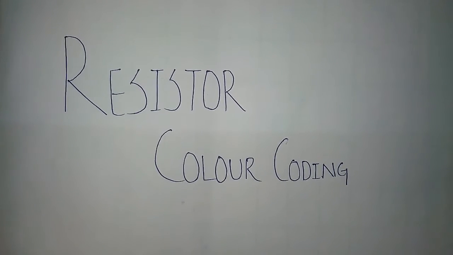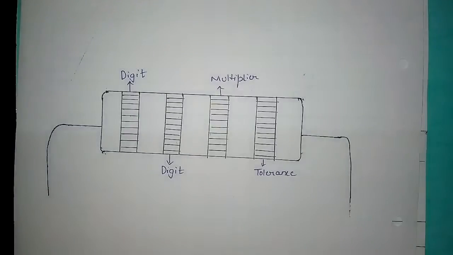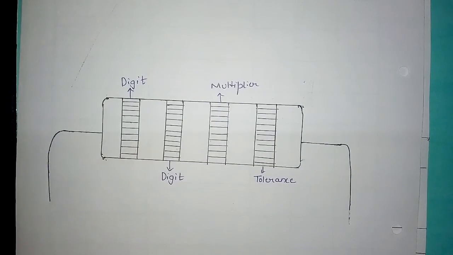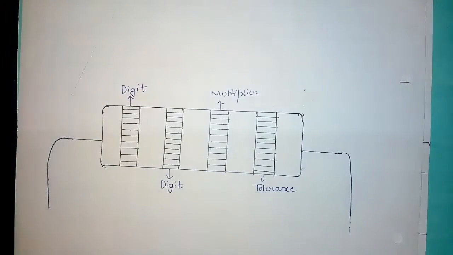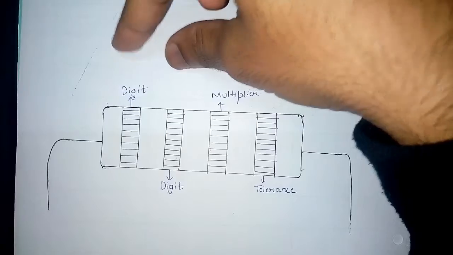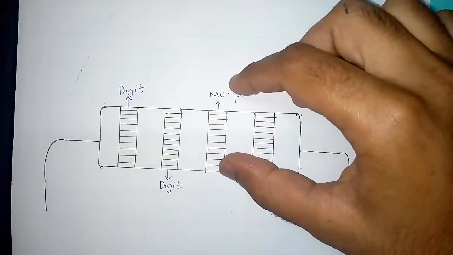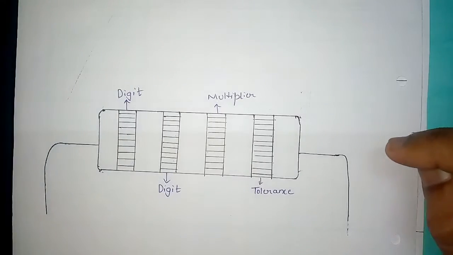So now we are going to the basic block diagram of a resistor. So this is the block diagram of a resistor. It consists of four colors, as we can see, 1 2 3 4, the lined one. So the first two colors represent the numerical value of that particular resistor, which I will explain in detail further in this video. So this is the multiplier and this is the tolerance. Remember, there are no positive or negative terminals for a resistor.